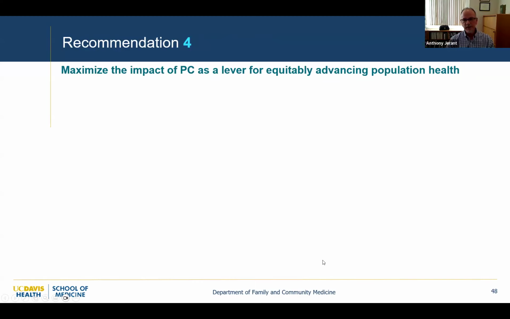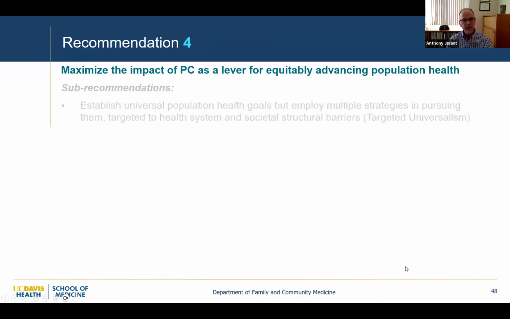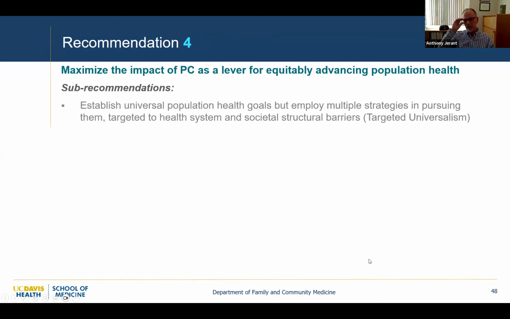Almost done. Recommendation 4, we wanted to maximize the impact of primary care as a lever for equitably advancing population health. So I won't go into a lot of detail, but John A. Powell was one of our plenary speakers. He forwarded this notion of targeted universalism, which is essentially, instead of the traditional focus on saying this group's worse off than this group for this outcome, we're going to put resources into the group that's worse off, and that's where that's going to pretty much end.